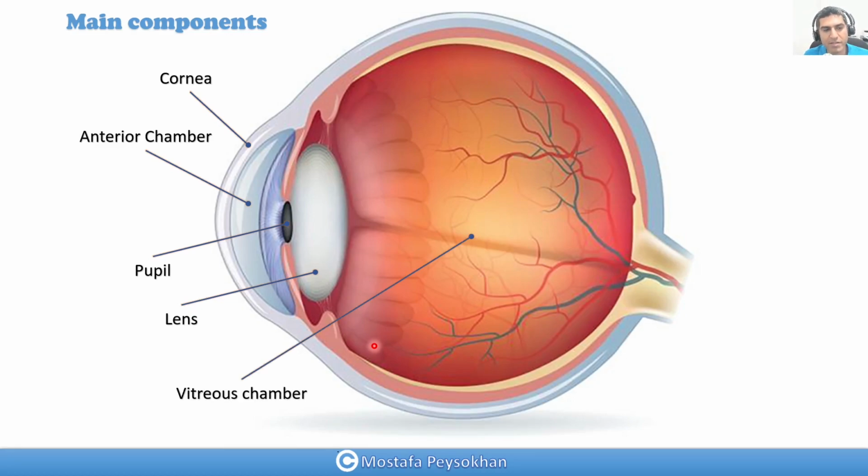The next part is the vitreous chamber, which is full of a jelly-like liquid. It has a refractive index, but the main function of this part of our eye is to keep the shape of our eye very spherical or close to spherical, keep the lens at the right position, keep the retina at the right position, and not scatter the light. The light is passing through this chamber, so there shouldn't be any particle that can scatter the light.